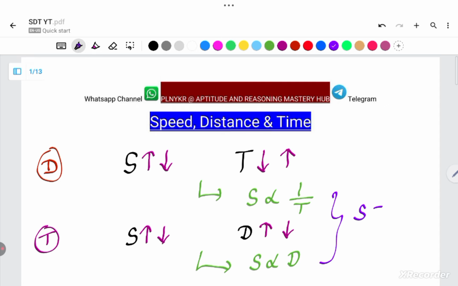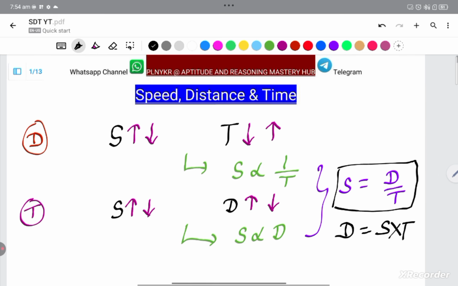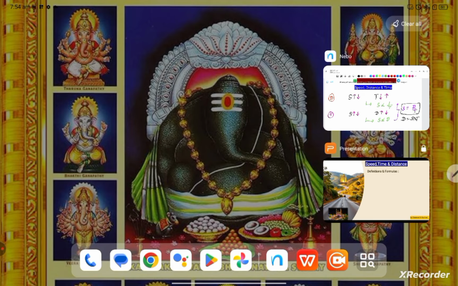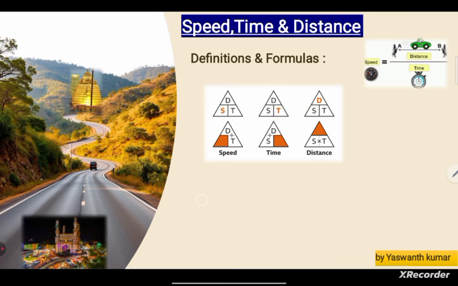With these two relations we'll be getting the fundamental formula. Speed will be equal to the ratio of distance to time, or distance equal to the product of speed and time. So if you know any two of the terms, we'll be able to find the third term. The formula can also be remembered in the triangular form, where D will be at the top of the triangle. If you know the distance and time, the speed will be the ratio of distance to time, and if you know the speed and time, the distance will be the product of speed and time.